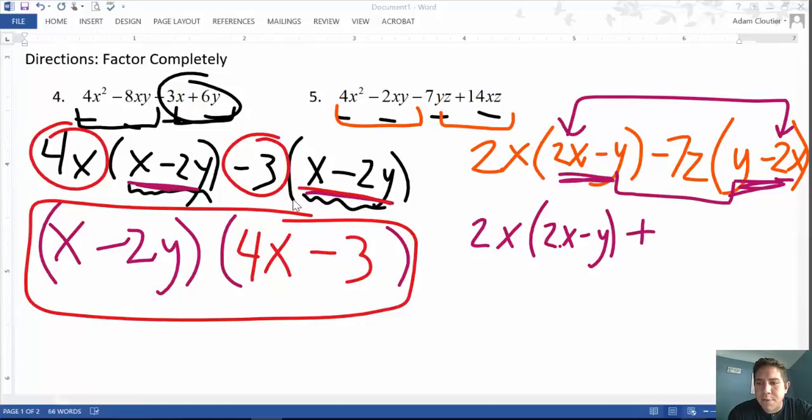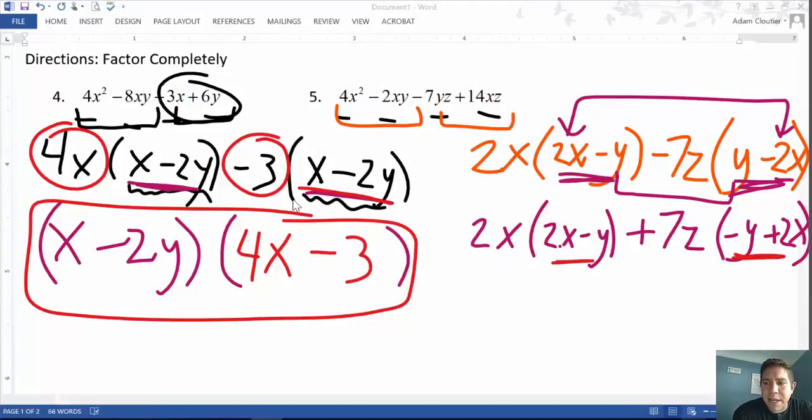If I pull out a negative 1, the 7 will become positive. If I pull out a negative 1, I'll have a negative y and then a positive 2x. And that might look a little different than this first parentheses, but they're exactly the same. They're just written backwards. So that is our new greatest common factor, rewriting it as 2x minus y.